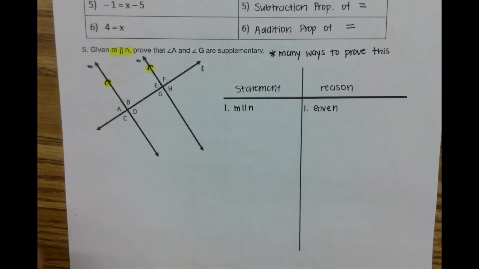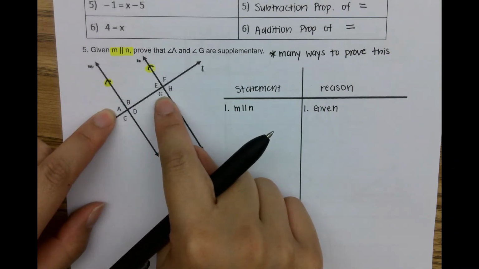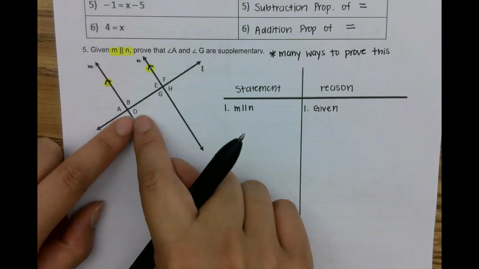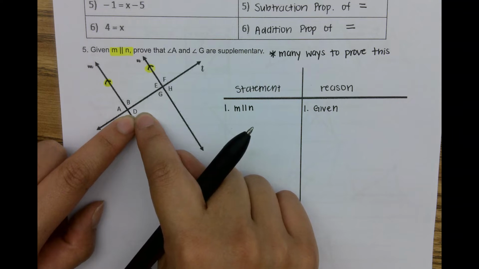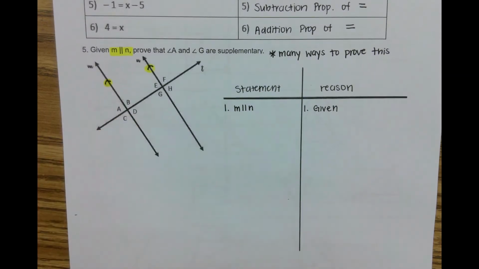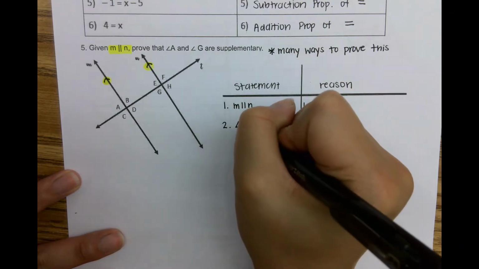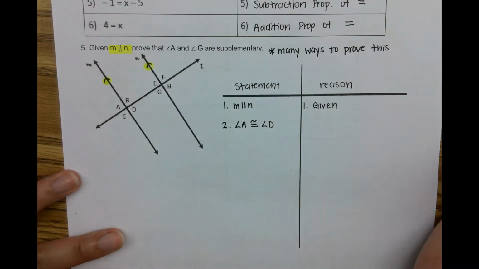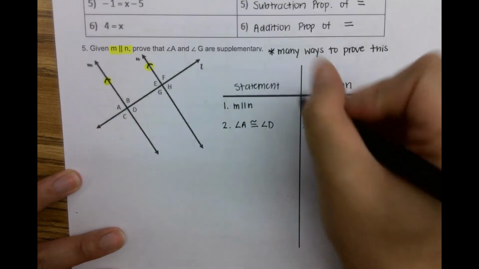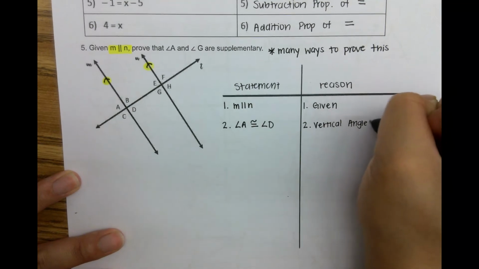Again, thinking ahead that my goal is to connect angle A and G, one of the angles that they both have relationships with is angle D. Again, like I said, there are many ways to prove it. This is just one of them. So I'm going to relate angle A to D, and I'm going to relate G to D. Let's start with A and D. One thing I know is that angle A is congruent to angle D. And the reason why is because they are vertical angles. So the vertical angle congruence theorem tells me that vertical angles are congruent.